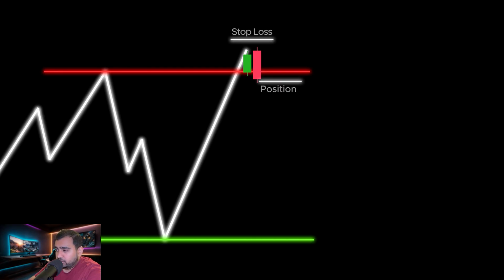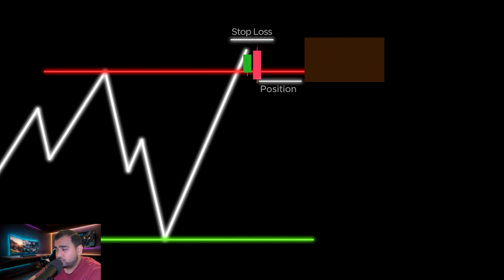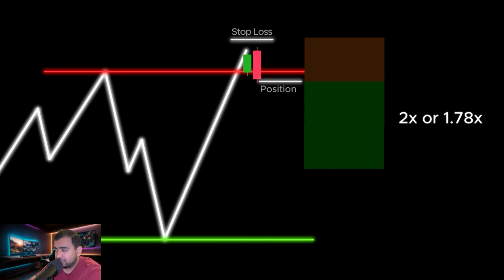Alright, so finding the target is a bit tricky in this case. Basically, you have to find the distance between the stop loss and the entry level, and then use a target of 2 times, or 1.78 times, that distance. For example, this is the distance, so I will use 2 times the distance and consider it as our target. In other words, it is a 1 to 2 risk reward ratio as well. So this is my target.